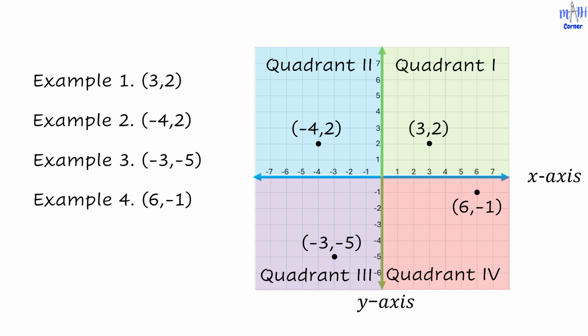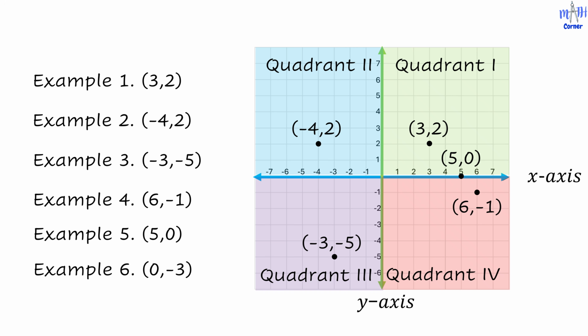Now, let's look at special cases. If the y value is 0, the point is on the x-axis. Example. (5, 0). X is 5. Move 5 units to the right. Y is 0. That means no movement up or down. So, it lies on the x-axis.